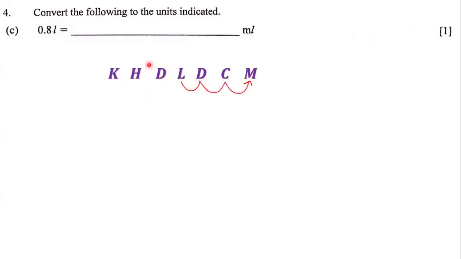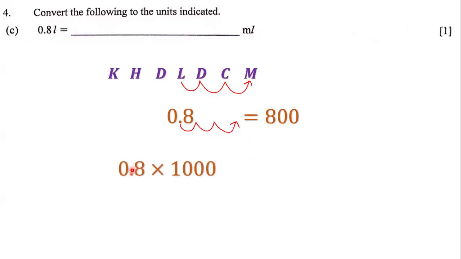We want to convert from liters to milliliters, so we're going to move over 3 times. 1, 2, 3. We take this decimal point and move it over 3 times. So essentially what we have here is 800. Showing our working, we say 0.8 multiplied by 1,000, and we use 1,000 because we move over 3 times. 1, 2, 3. So 0.8 multiplied by 1,000 gives us 800, which means that 0.8 liters is equal to 800 milliliters.